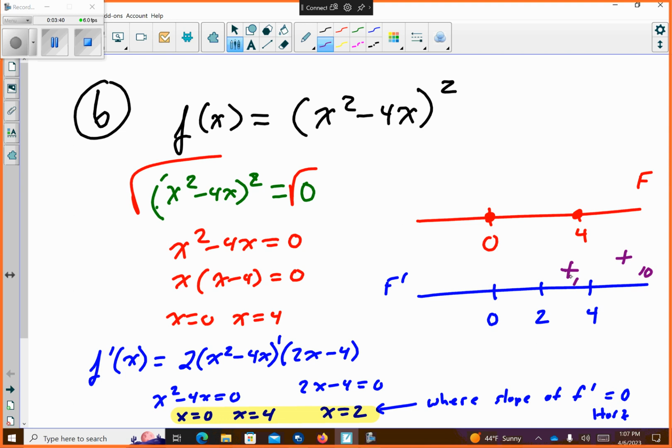If I chose 1, I totally did that wrong. I'm sorry. Let's pick 3 and see what happens when I plug 3 in right here. If I plug 3 in, I get 9 minus 12, and that also gives me a positive. And if I pick a negative number and plug it in, it's going to also give me a positive.